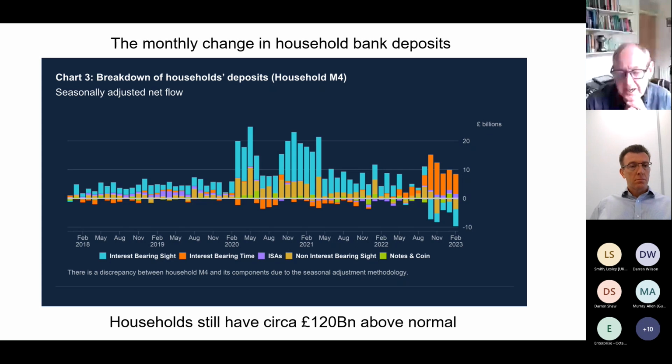I've adjusted household balances for inflation and for spending on luxury holidays in Dubai. There's still 120 billion there. And if you look at that orange line for the last few months, that is households moving money from non-interest bearing accounts into deposit accounts because they're getting a return for the first time for some years. The question is, why haven't households got rid of this money? Why haven't they spent it all?